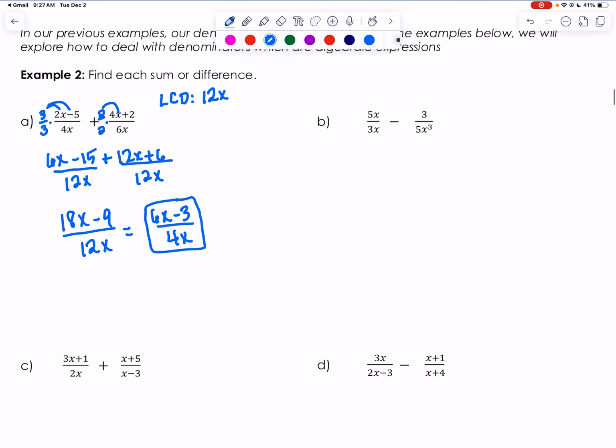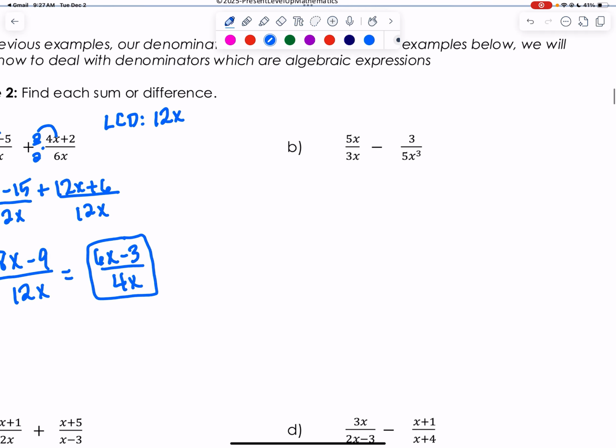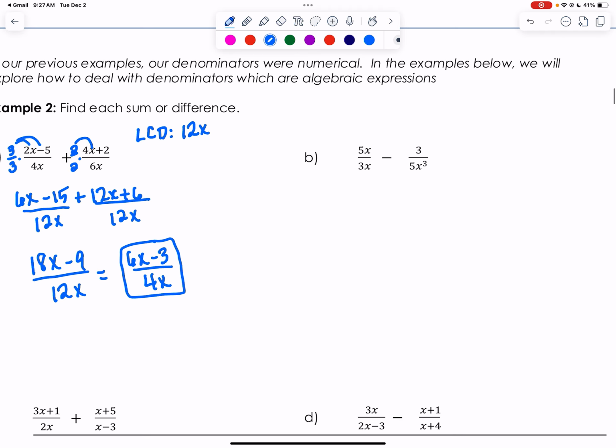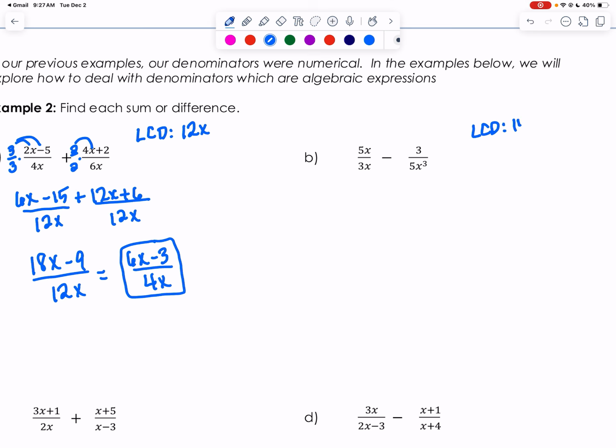All right. Problem B, we have 5x over 3x minus 3 over 5x cubed. So our LCD, we need a number 3 and 5 will go into, so I will use 15. And then when you have your variables, you go with the largest power. So our LCD here is 15x cubed.